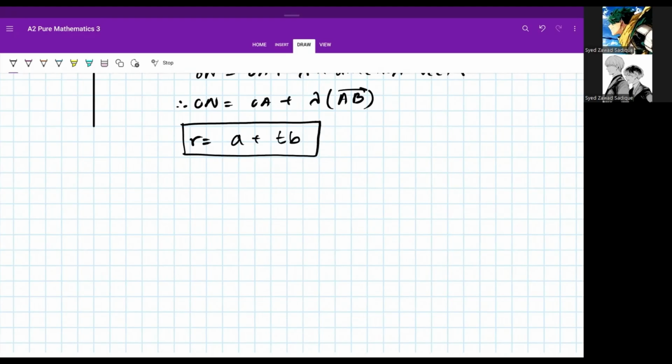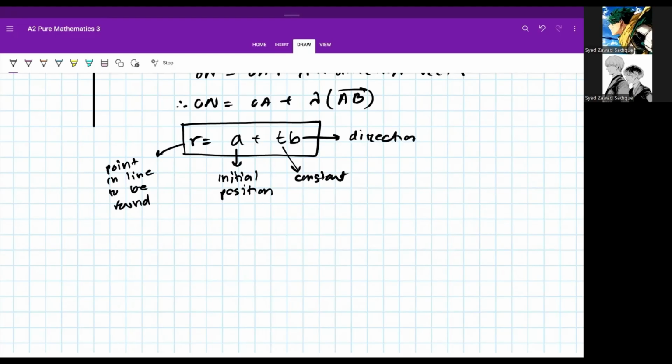Okay, where this is the point in the line to be found, initial position, constant, direction slash displacement vector. Right.